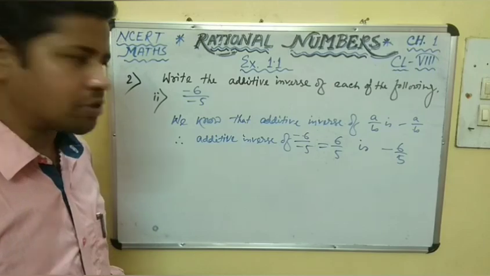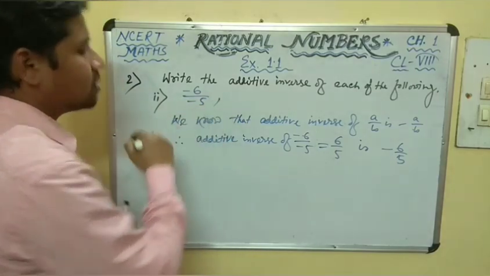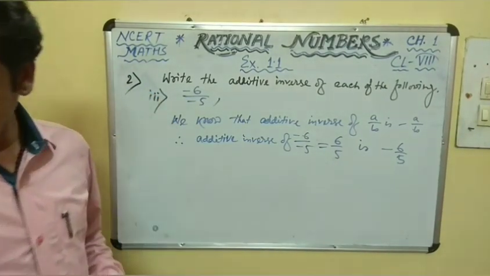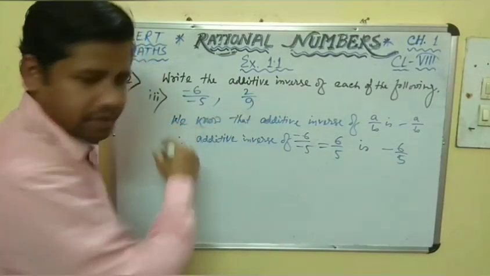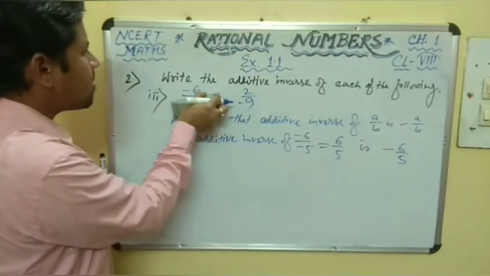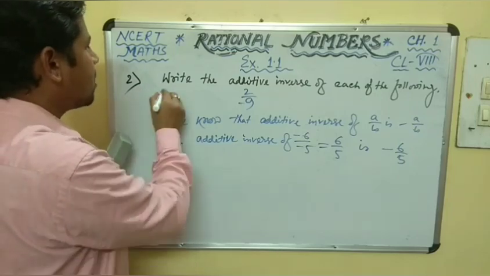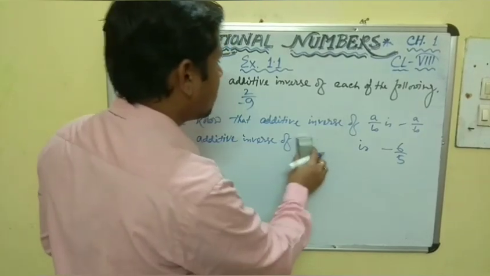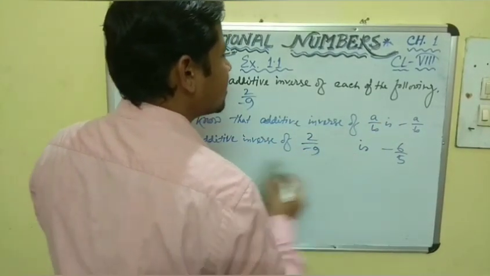I think it is clear to you. So now we are going for the third one, this was the third. Now we are going to the fourth. Fourth is saying 2 by minus 9. Similar wording will be written there, as for minus 2 by minus 9. All the wording will be the same. 2 by minus 9 is 2 by 9.